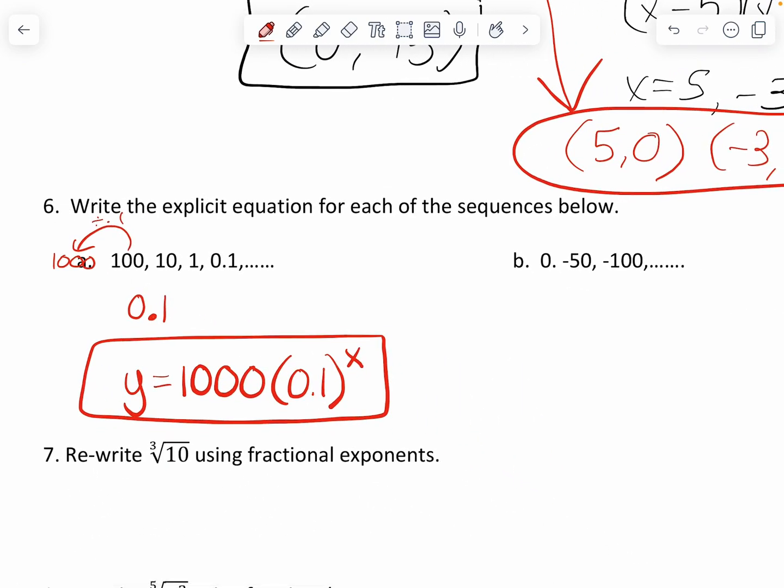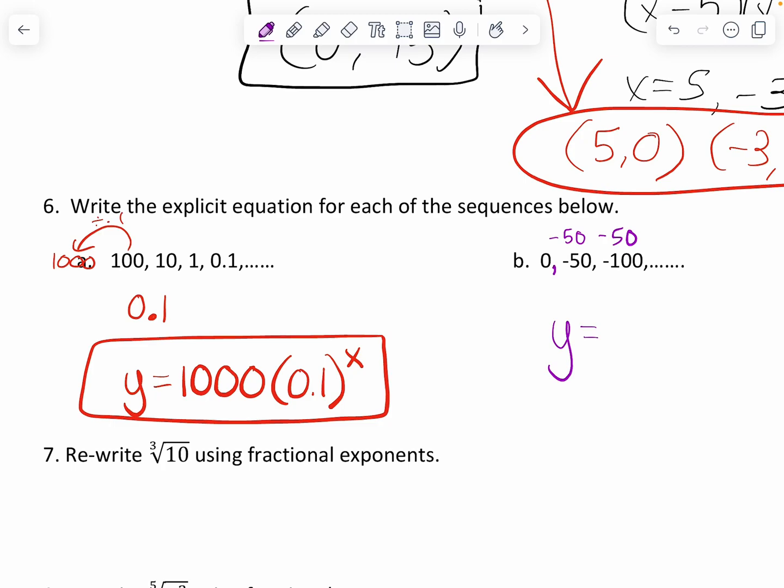Now for this next one here, I'm again looking at this, thinking about what the pattern is, and this one again is going down, and I'm thinking, is it subtraction? How do I go from 0 to negative 50? Sorry, this should be a comma. So it looks like I could subtract 50 to get there, and then if I subtract 50 again, I do get negative 100, so this is actually an arithmetic sequence.